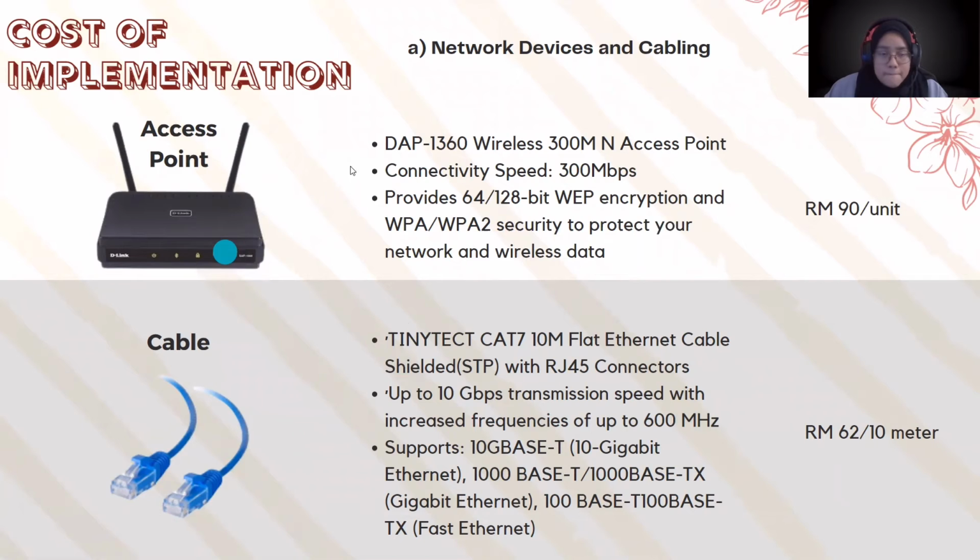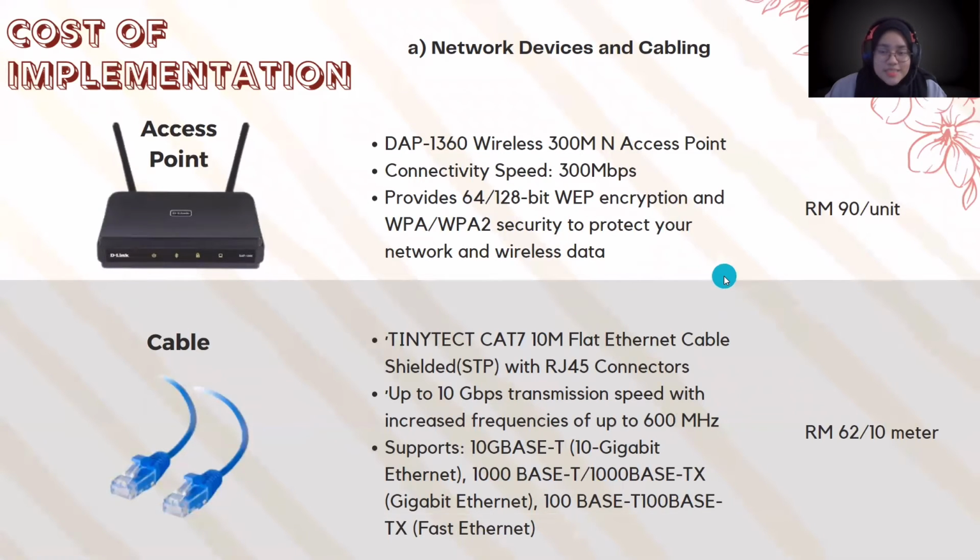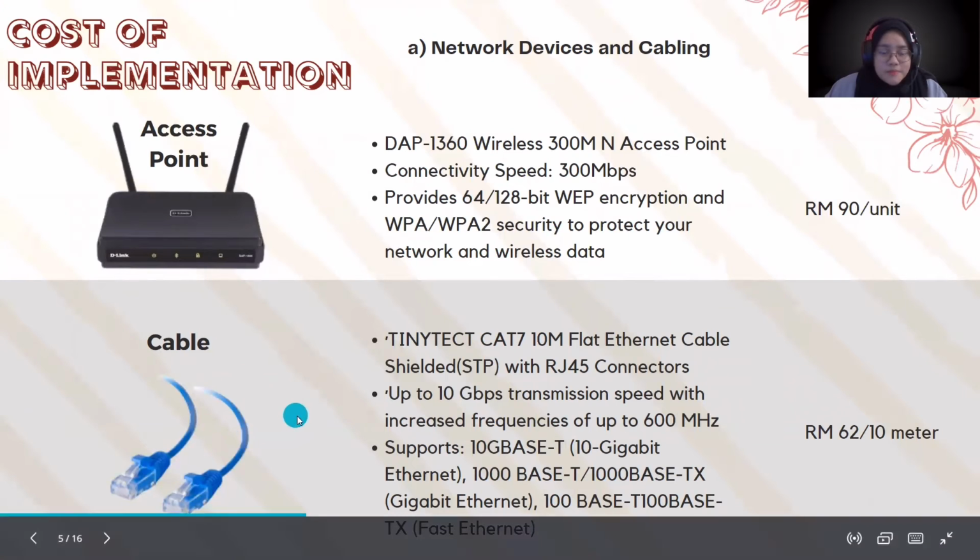So this access point, we use the wireless one because the Sakura Sendirian Berhad company needs to use laptops and handphones, so we need to use the wireless one. And this access point costs us 90 ringgit per unit, and in our project we use 3 units of access point, so it costs us 270 ringgit. And for the cable, we use STP, which is shielded twisted pair with RJ45 connectors. This is the picture of the cable.